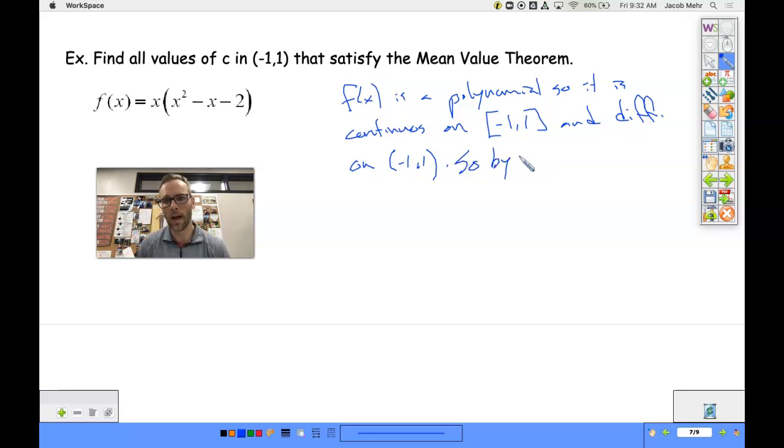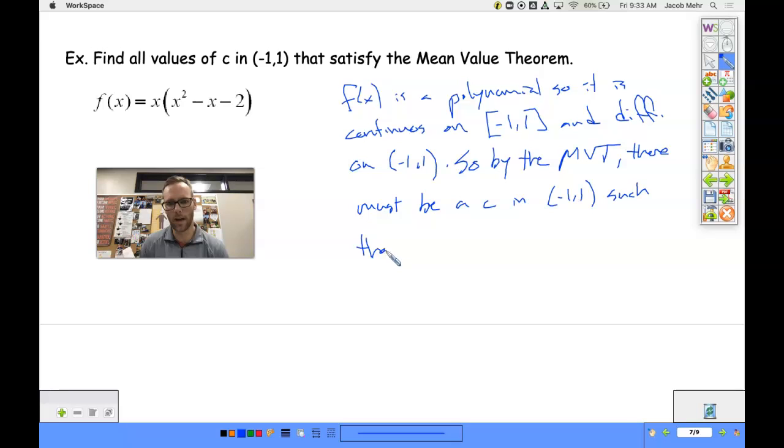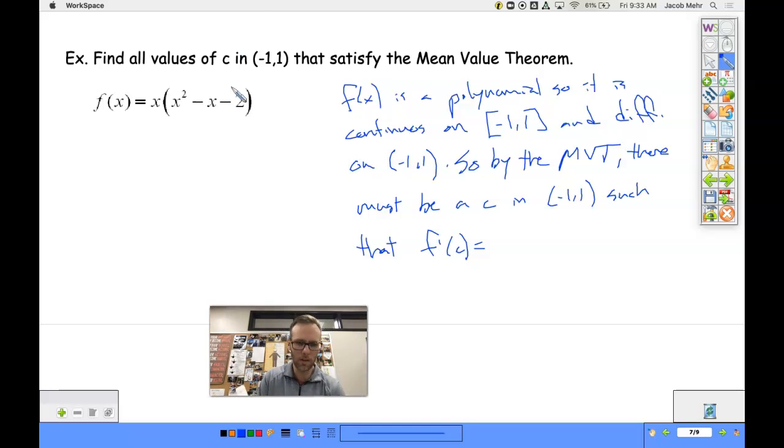So by the, I'm going to abbreviate, mean value theorem, there must be a c in that interval, -1 to 1, such that f prime of c equals, okay, now in Rolle's theorem it was 0, but with the mean value theorem, it depends on what that slope is. So we actually have to find that. Let's find the slope between our 2 points. Okay, so what are our 2 points?